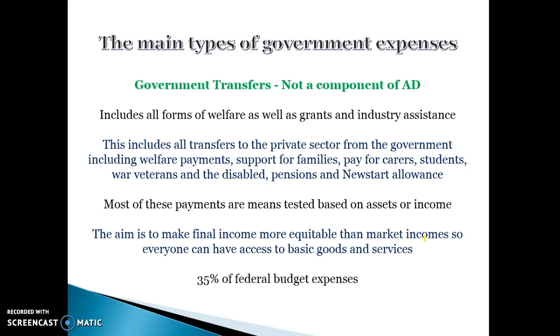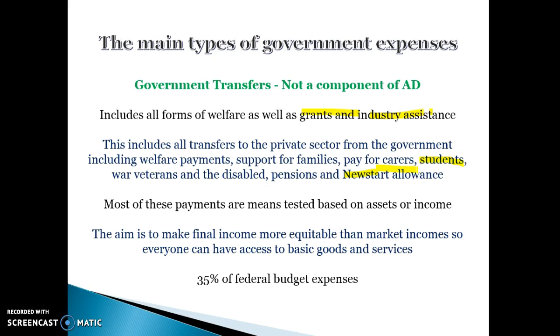So it includes all forms of welfare, so it can include grants and industry assistance given to businesses, and it also includes transfers to the private sector, which can include welfare payments, support for families, pay for carers, students, so helping students out with their loans, or providing what we call New Start allowance for young students, pensions for war veterans or the disabled, and New Start allowance for those looking for work.